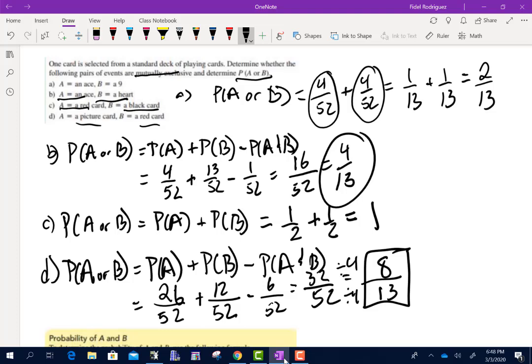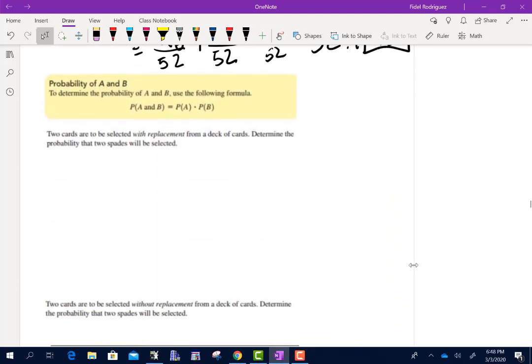And so there's my answer, right? All right. So let me keep scrolling down here, guys, to the next part. And this one says the probability of A and B. Okay. So it says the probability of A and B is going to be equal to the probability of A times the probability of B.